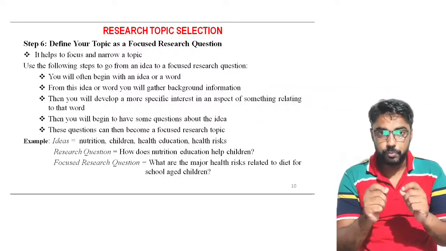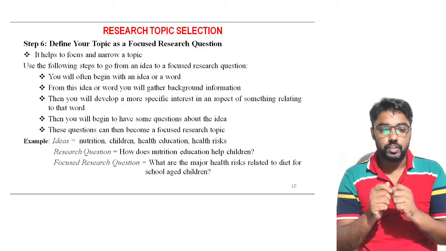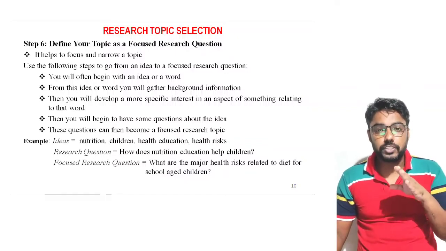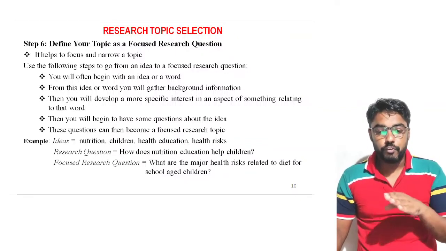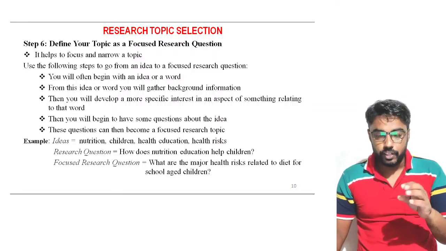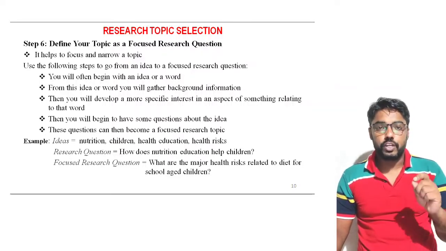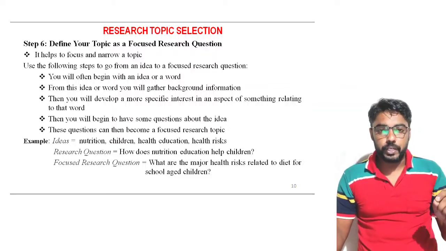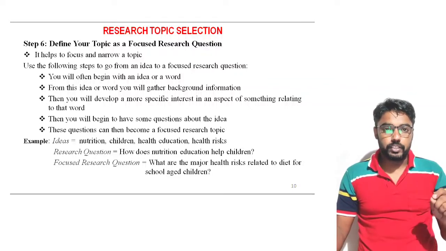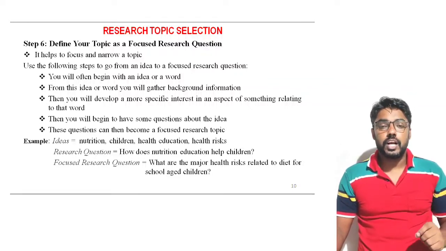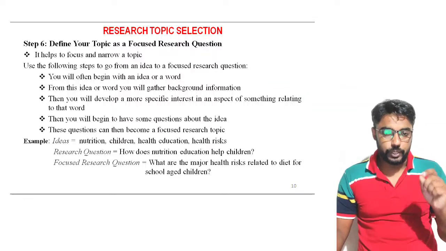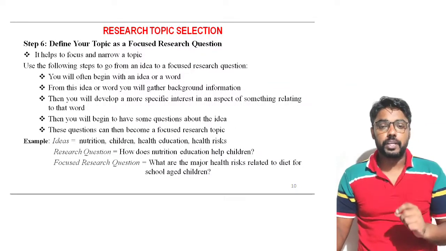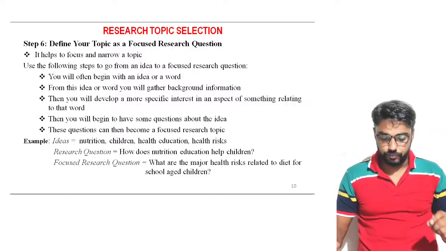That focused research question will be highly narrowed and focused. The research question is converted into a focused research question: what are the major health risks related to diet for school age children? This is an example of going from an idea to a focused research question. Remember that this makes the research topic more focused and narrow. These are the steps: define your topic as a focused research question.